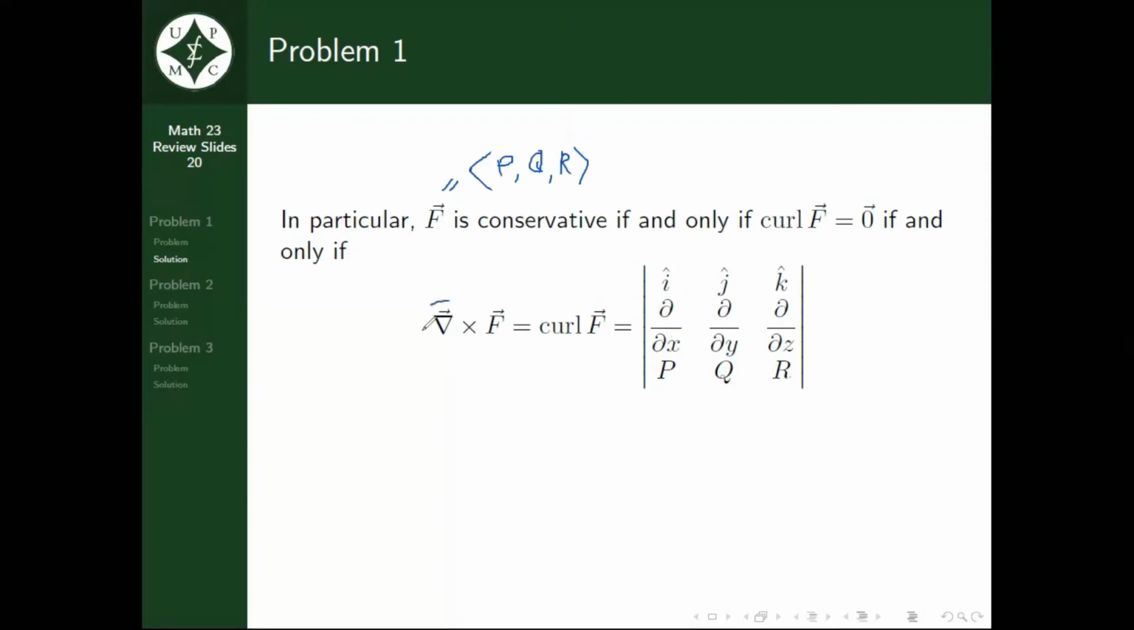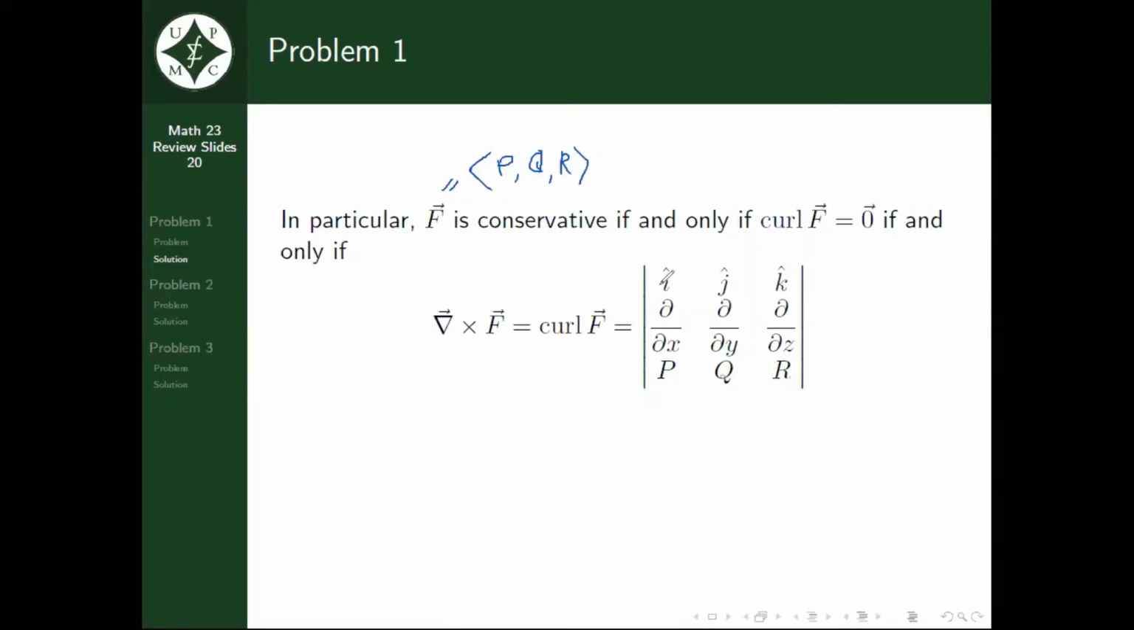So remember that this del operator here, since we're dealing with 3 dimensions, is just a vector containing partial derivative operators. Okay. So with respect to x in the first, with respect to y in the second, and then with respect to z in the third. Okay? So, now, since this is the cross product, we have this. And let's recall how to compute such, okay?